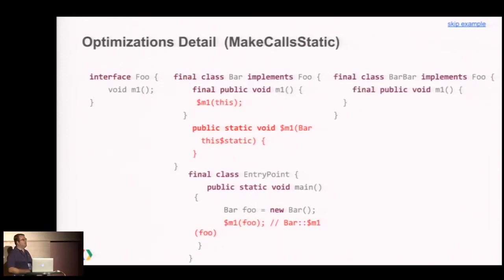And then make call static. Since m1 is final, we can make it into a static method. It's not polymorphic anymore. So we generate a new method here, $m1, that takes Bar as the first parameter. And then we rewrite this m1 call down here, which would be foo.m1 normally, to be instead $m1, and we pass in the instance as the first parameter. And also we rewrite this polymorphic method here to just delegate down to this one.